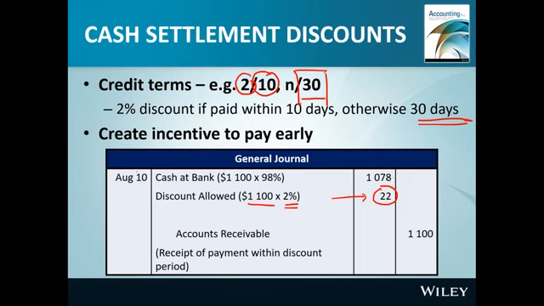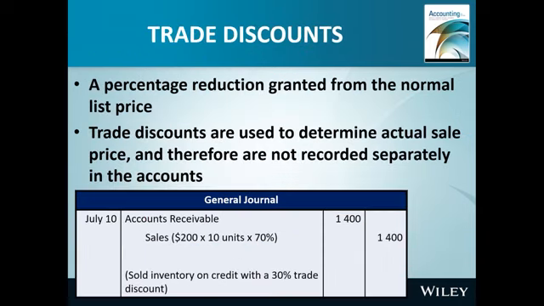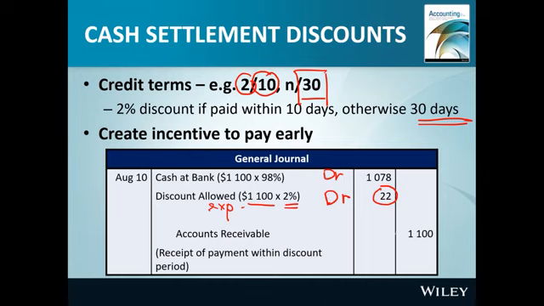1,078. So this will be a compound journal entry. Cash at bank, debit 1,078. Discount allowed is your expense, debit by 22. And then account receivable, you reduce the account. The account receivable, they make payment, so you're going to credit the account by 1,100. So account receivable reduces, expenses increase, and your cash at bank also increases.